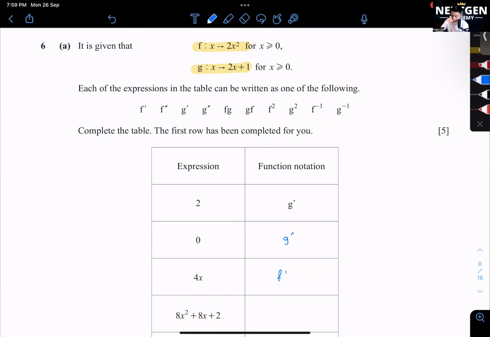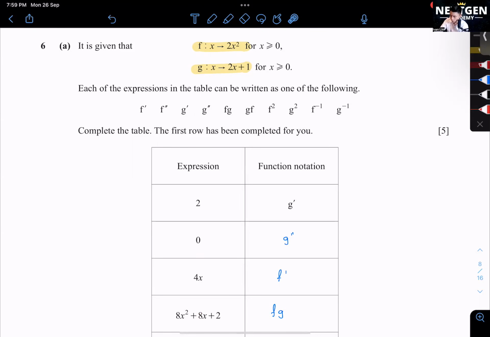So this one will be fg, right? Okay, so how do I observe or how do I know? Sometimes just trial and error. You look at the pattern here. Okay, I got g(x) equals 2x plus 1. This one got 2x squared. How can I make it a quadratic? Okay, go and try.